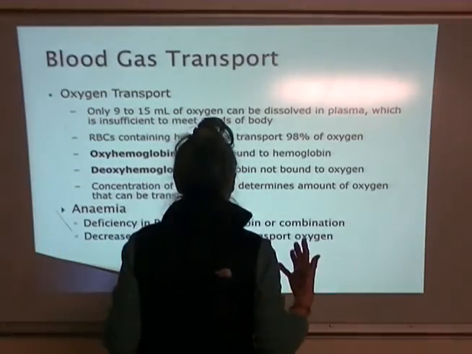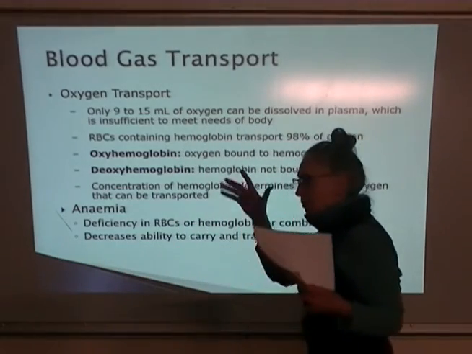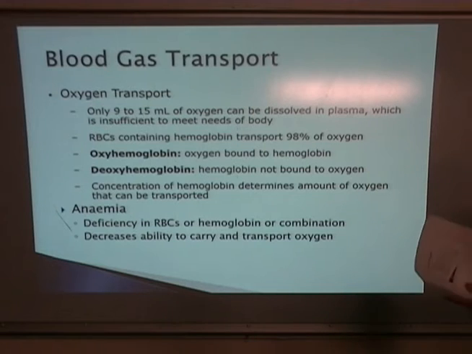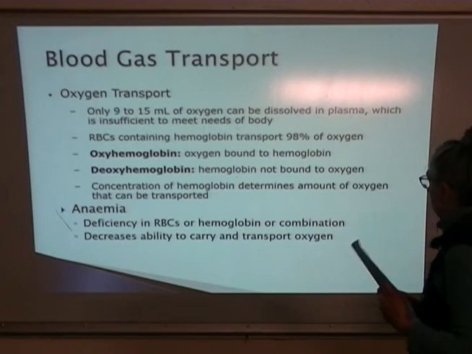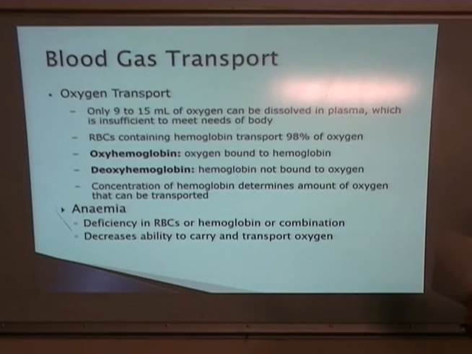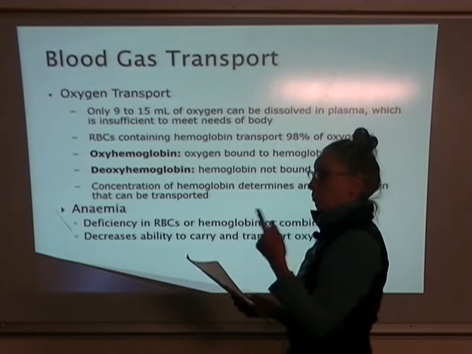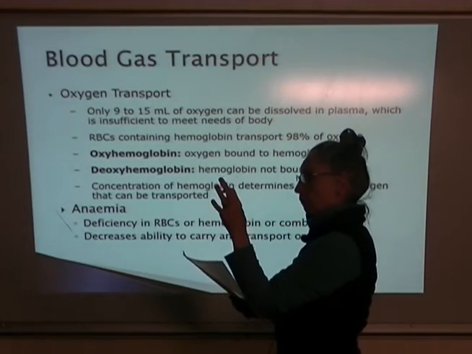A little bit of oxygen can be dissolved in the plasma, in the watery substance part of the blood, but most of the oxygen, as you can see, about 98%, is transported on hemoglobin, which is in the red blood cell. Okay? Hemoglobin has 4 iron molecules in it, so it can pick up 4 oxygen molecules per hemoglobin.